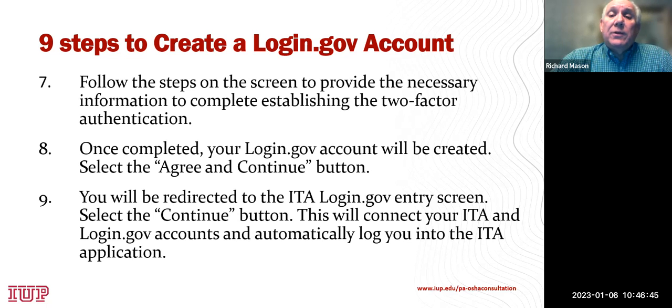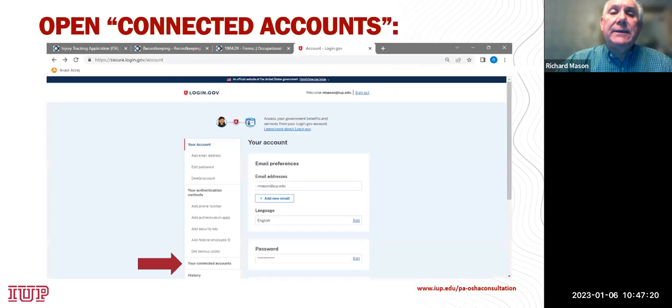Follow the steps on the screen. Okay. Once completed, your login.gov account will be created. Select agree and continue. And at that point, you'll be redirected to the ITA login.gov entry screen. Select the login. So at this point, if you already have an OSHA electronic reporting account, it should link. You shouldn't have to re-enter the data for your establishments, just the annual data from your injury and illness 300 log. So that's it.